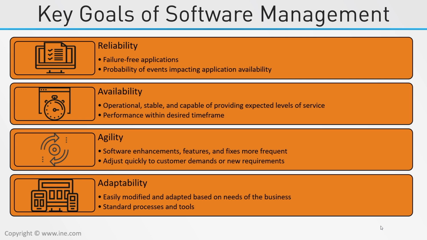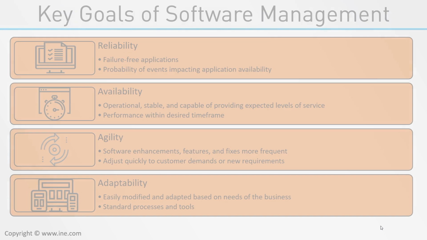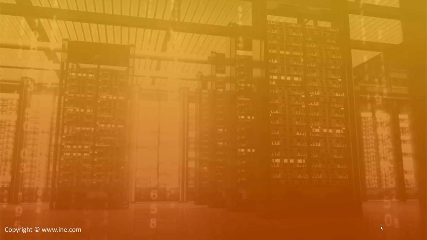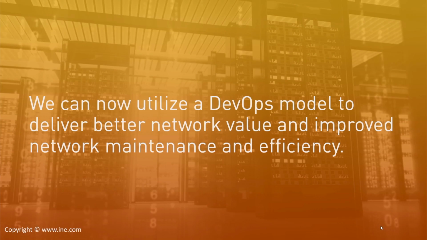In managing either the network or the software that depends on the network, enterprise goals are very similar for both areas. In recent years, the DevOps methodology has converted many organizations into a model that provides needed reliability, availability, agility, and adaptability. We can now utilize a DevOps model to deliver better network value and improve network maintenance and efficiency. In the next section, I will provide an overview of DevOps and 3 important concepts to support it. These are continuous integration, continuous delivery, and continuous deployment. These are important to truly mastering DevOps for network engineering.